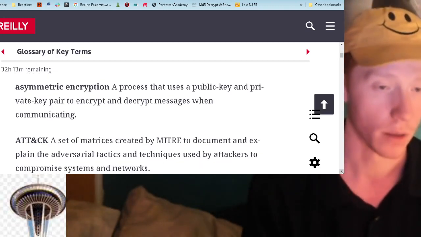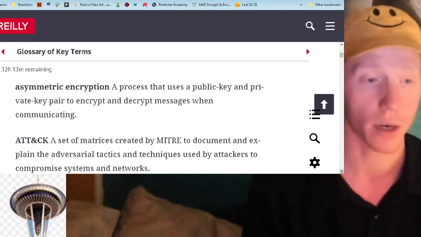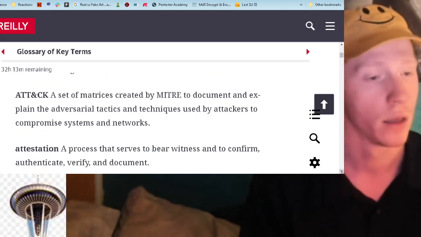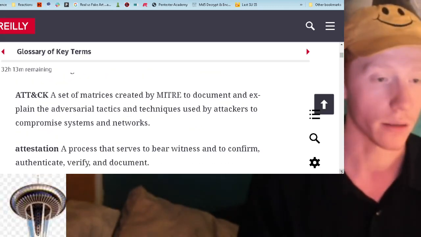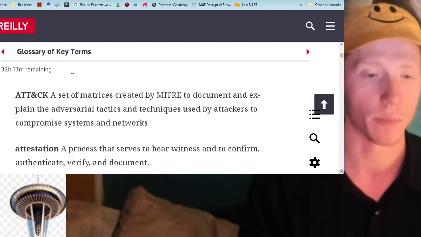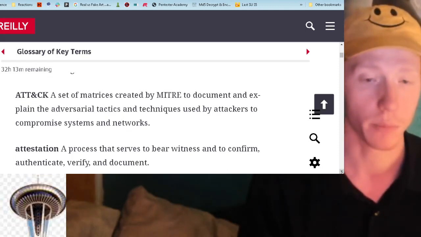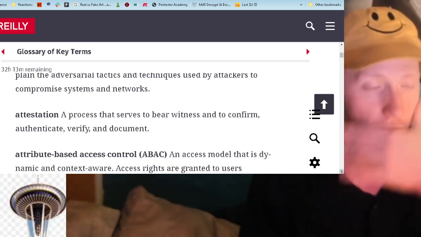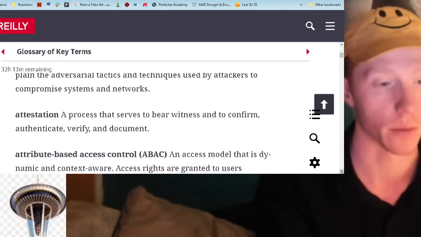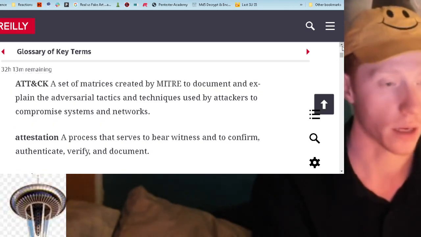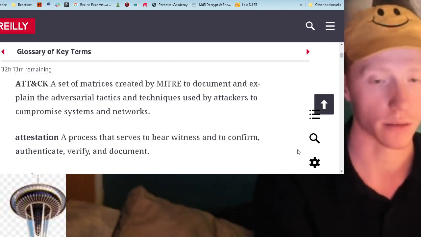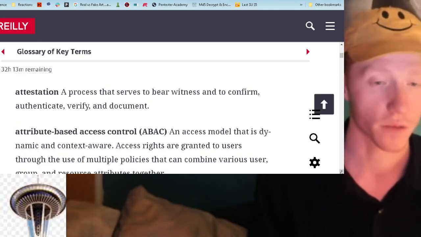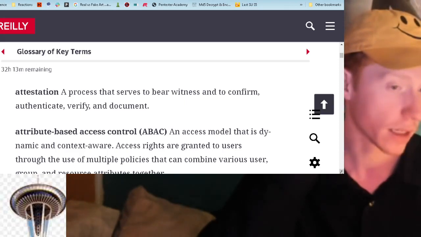Asymmetric encryption is a process that uses a public key and private key pair to encrypt and decrypt messages when communicating. ATT&CK is a set of matrices created by MITRE to document and explain the adversarial tactics and techniques used by attackers to compromise systems and networks. It's the process of explaining what happened. Attestation is the process that serves to bear witness and to confirm, authenticate, verify, and document.